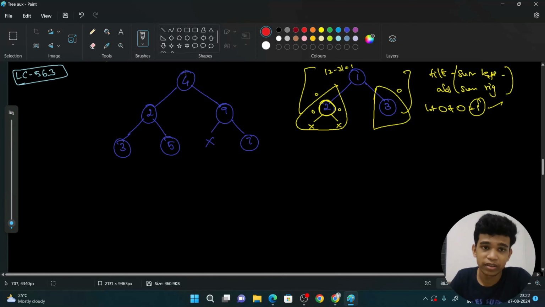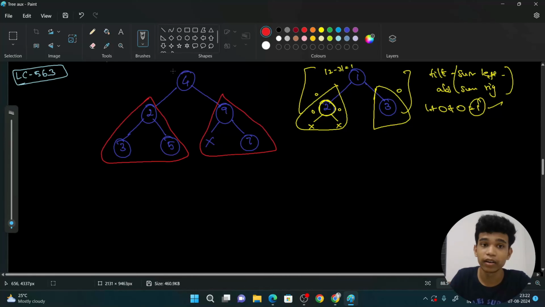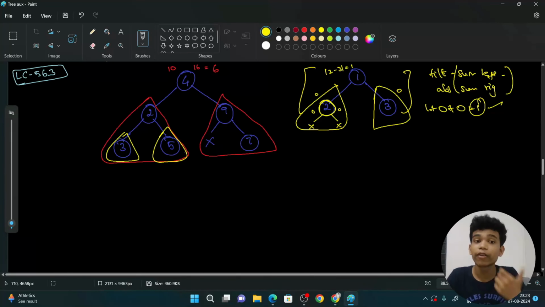First of all, what is the tilt value for this 4? I can say it's the sum of all the left subtree and the sum of all the right subtree. What is the sum of all the left subtree? It will be 10. And what is the sum of all the right subtree? It will be 16. So the value will be 6. So the tilt value will be 6. Fine. Now, let us go beyond it. Let us consider this 2. For this 2, this is my left subtree, and this is my right subtree. I want to take the difference between them. So it will be 3 minus 2, and it will be 2. 2 is the tilt value for this 2.